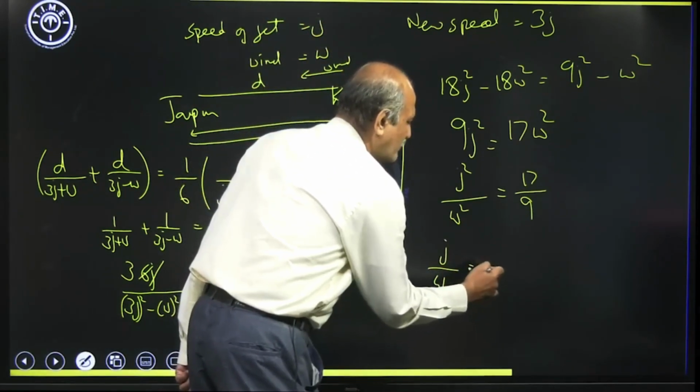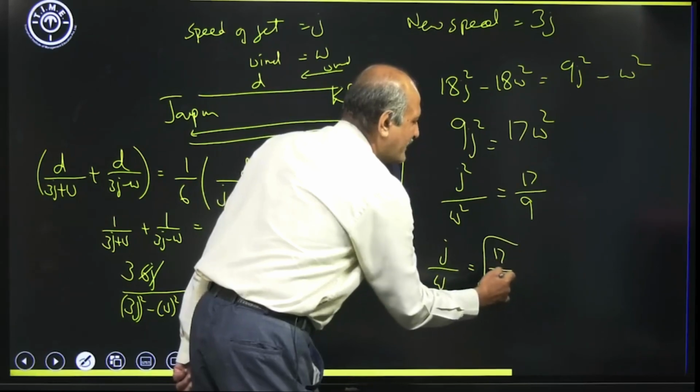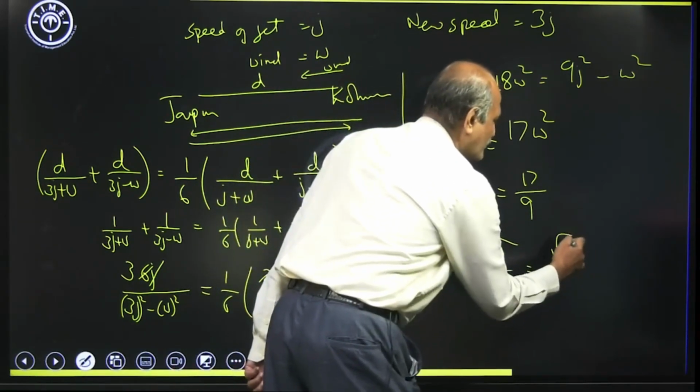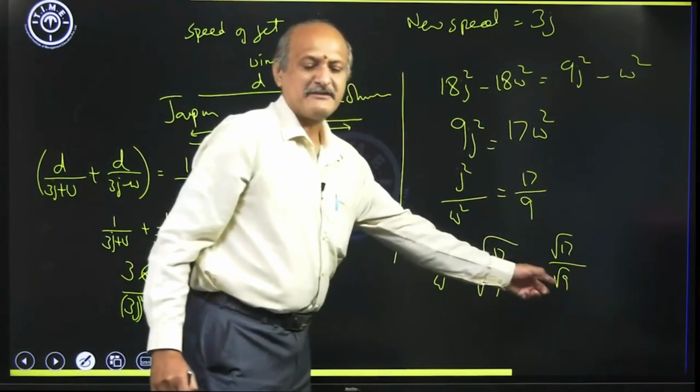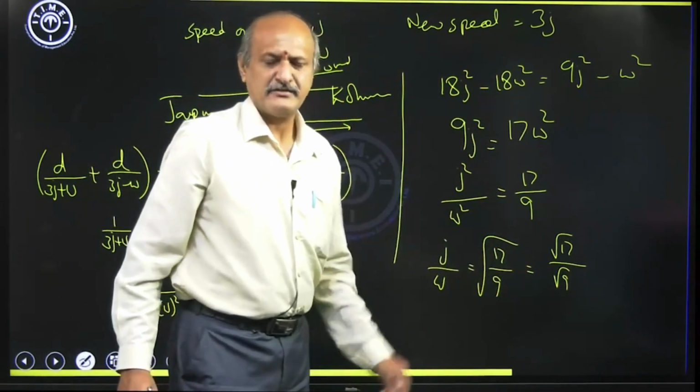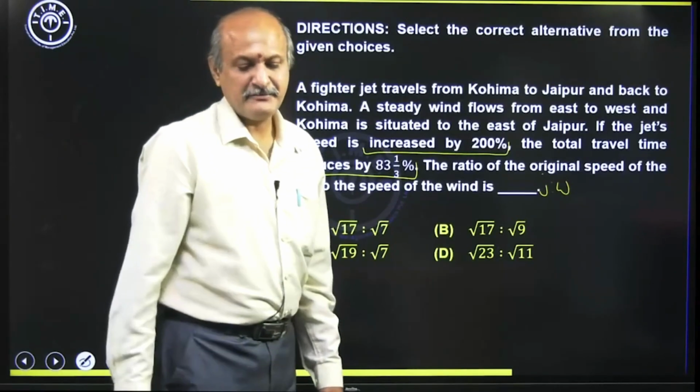J by w is equal to the square root of 17 divided by 9. You can tell this is equal to how much? It is root 17 divided by root 9. You can express this as how much? Root 9 is equal to 3 here. So root 17 divided by 3. That should be our answer.